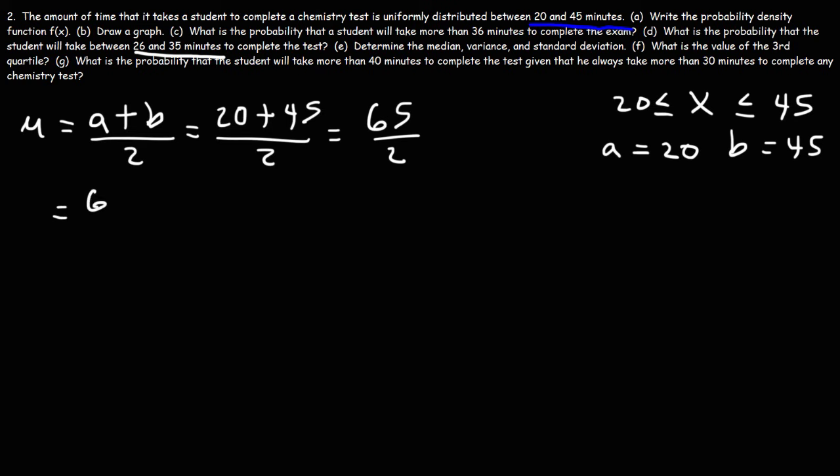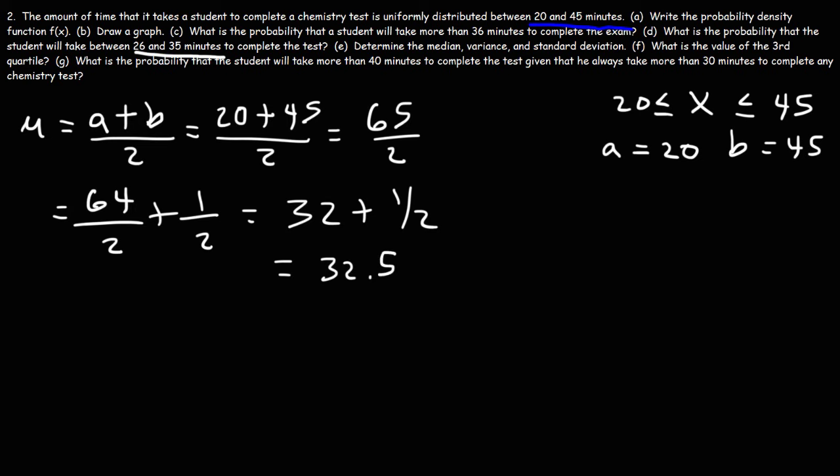65 is basically 64 plus 1. So we can write it like this. Half of 64. 6 divided by 2 is 3. 4 divided by 2 is 2. So 64 divided by 2 is 32, plus a half. So it's going to be 32.5. So that is the mean.